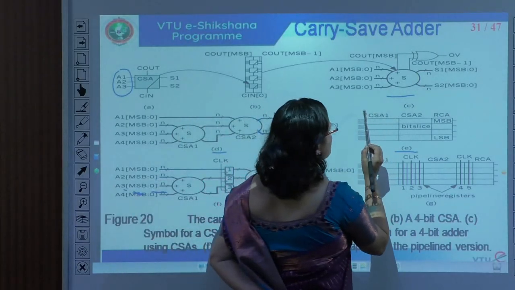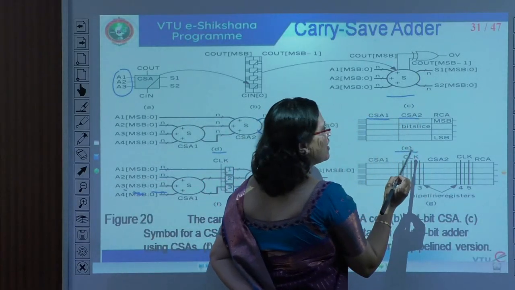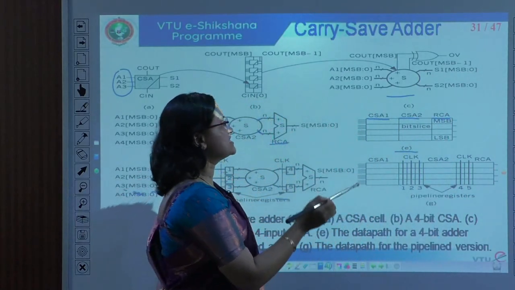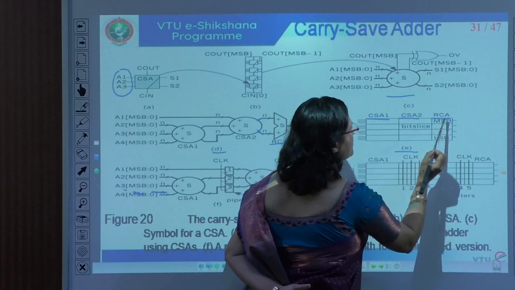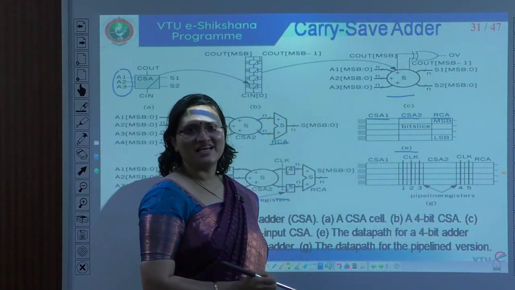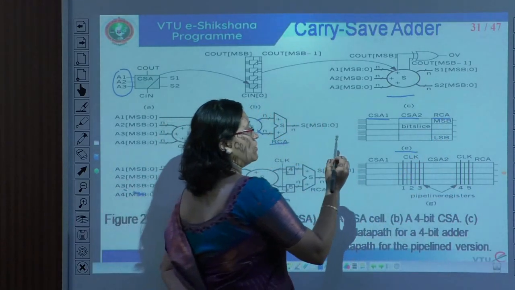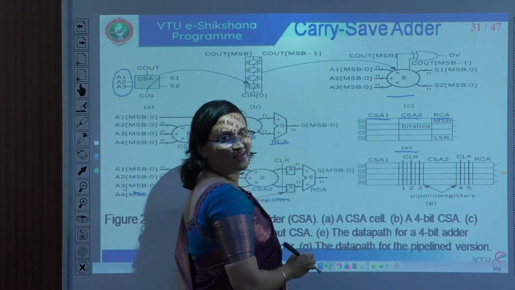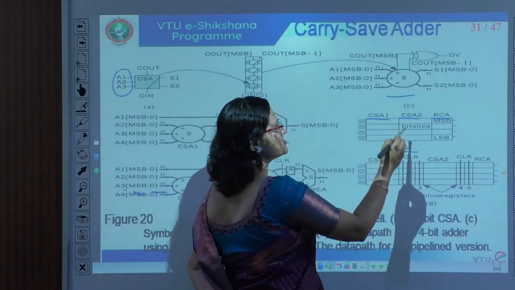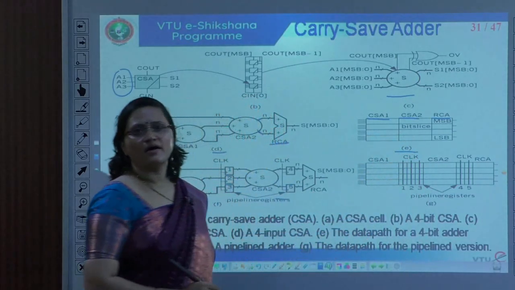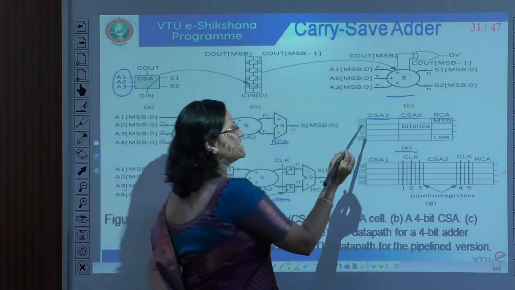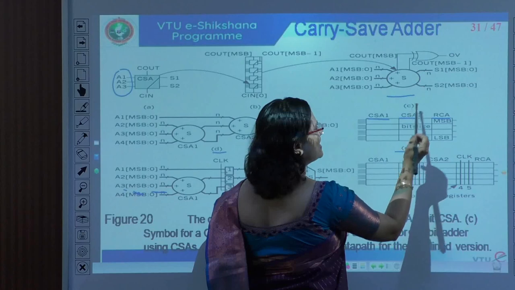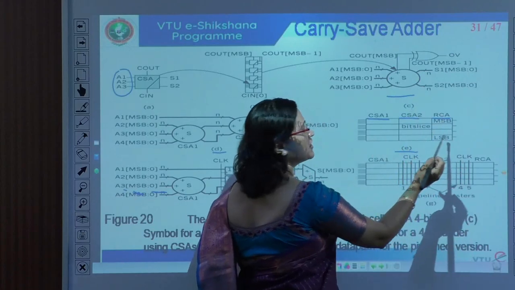the two CSA cells are abutted together with the RCA cell horizontally to form a bit slice, and later these are stacked vertically to form the data path. So you can see here the two carry save adder cells and RCA cells are abutted together horizontally.